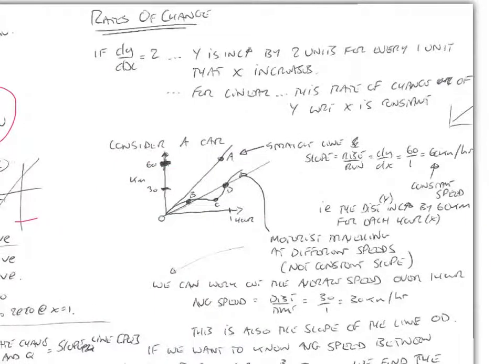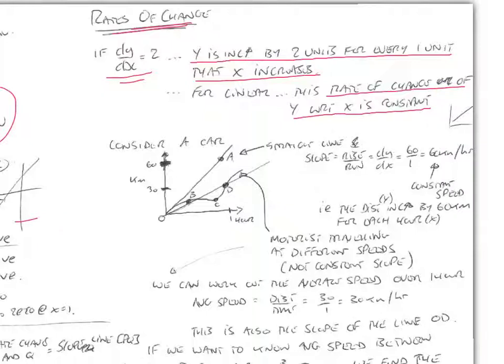Okay, so now we're going to move on and talk about rates of change. If dy/dx was equal to 2, that means that y increases by 2 units for every 1 unit that x increases. For linear equations, this represents the rate of change of y with respect to x, and it's constant. It's always going to be 2. For every unit of 1, it will rise 2, 1, 2, all the way.